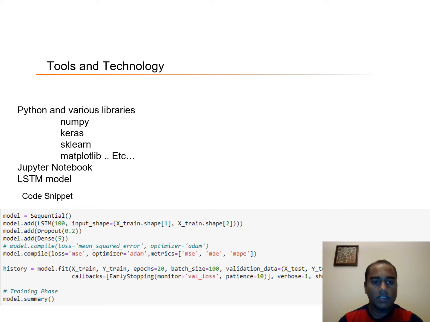The LSTM model is the neural network model we use. A code snippet is provided here just to show what kind of model we created, what we are passing as the train data set, and also the optimizers used and the metrics added to the model when we compile the model, and also the number of epochs, so 20 we used, and each batch we have used at least 100 values. So yeah, this is the simple code snippet.